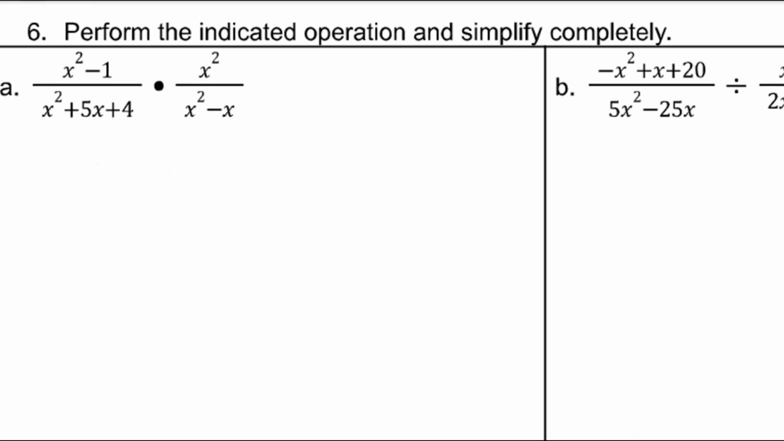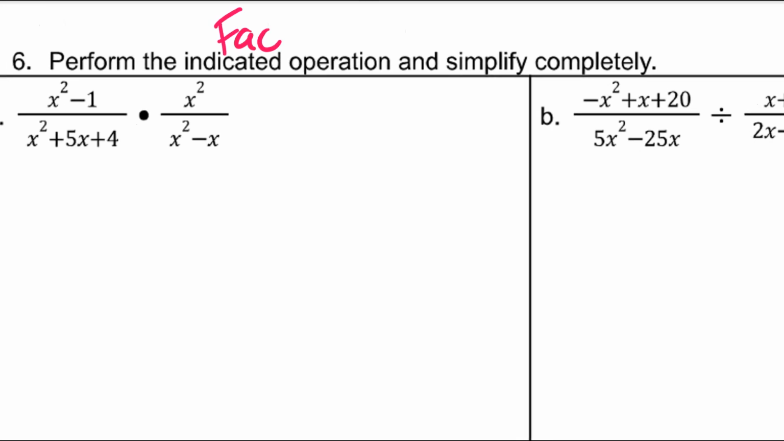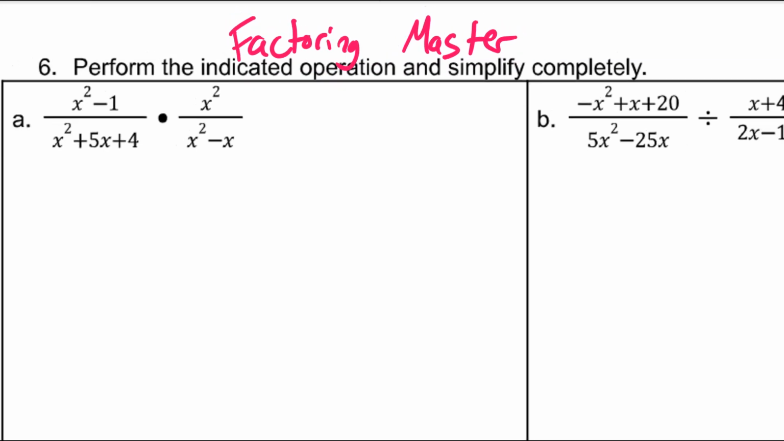Number 6, perform the indicated operation and simplify completely. So you need to be a factor master to be able to do these sorts of problems quickly. When you're multiplying two fractions, the first thing you could do is factor everything that you see and cancel anything that you have in common.